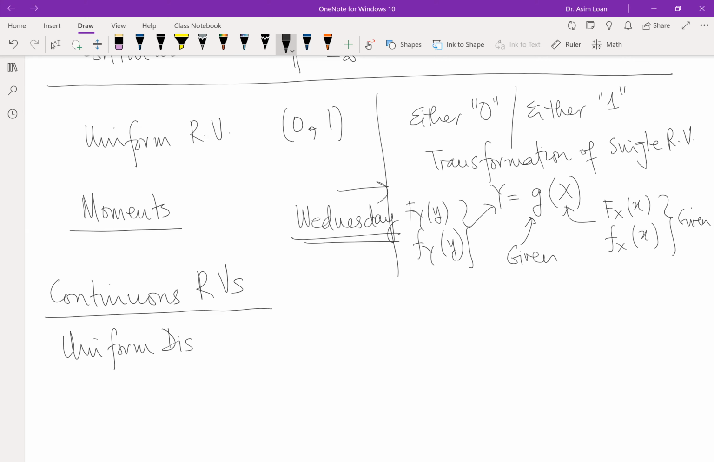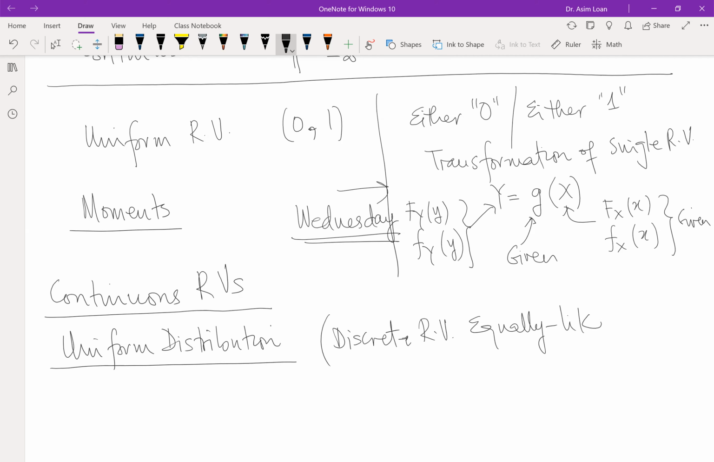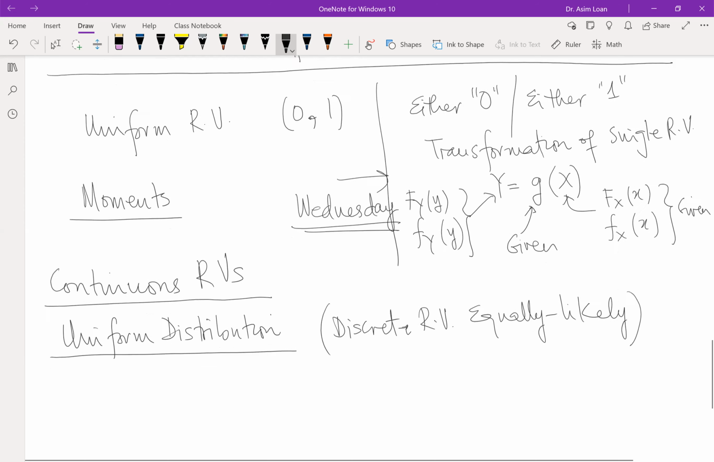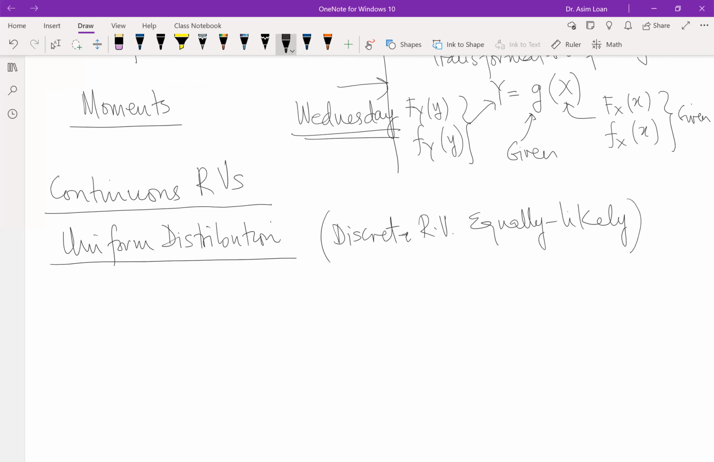And uniform distribution is exactly the same as the equally likely case. For the discrete random variables, you must have studied the equally likely case. So this is the equally likely case. If you have absolutely no information about the event or the experiment, you just assign uniform probabilities. If there is absolutely no information about the experiment you are performing, then the best thing, or actually the worst thing, is that everything has equal probability, and that is when you use uniform distribution.